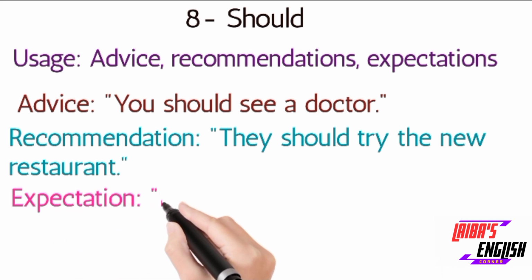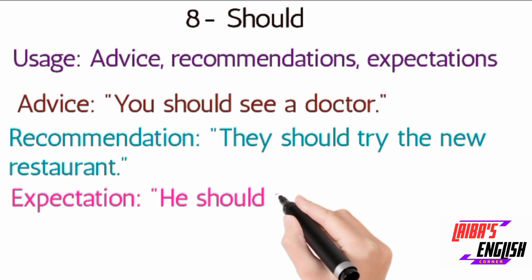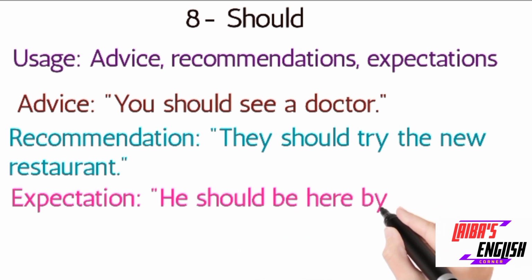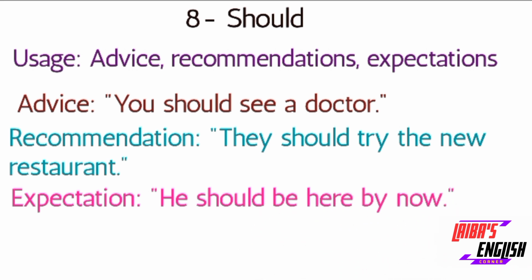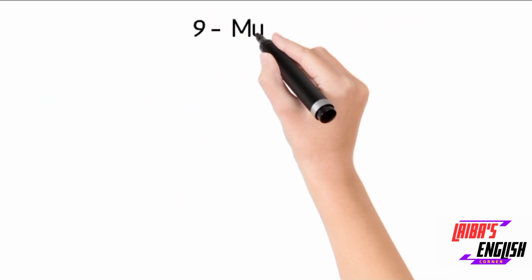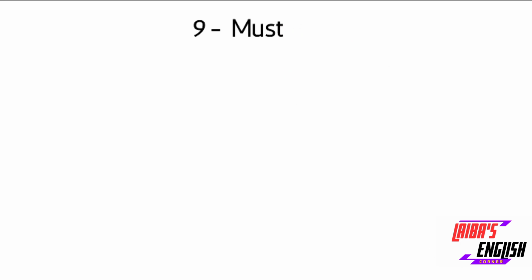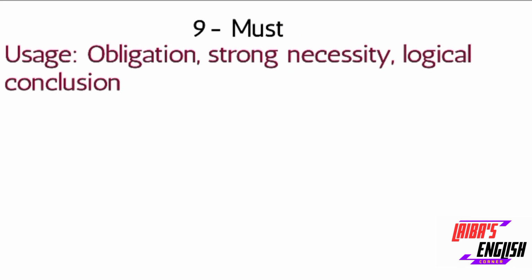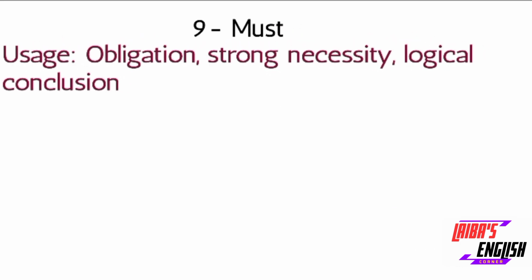Third use of should is expectations. So for example, he should be here by now. So you are expecting that person here by now, but he is not there. So you can say he should be here by now. So we are done with our eighth modal verb, which is should. Now we are moving toward our ninth modal verb, which is must. Must is very commonly used in our daily communication.